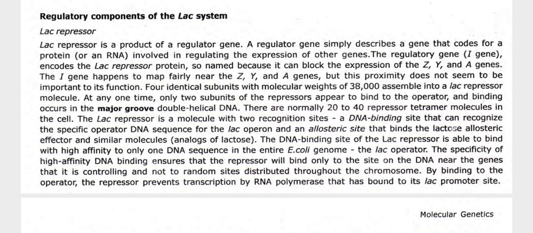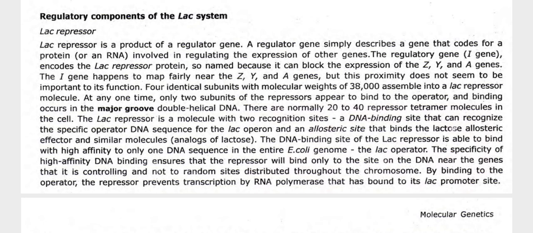Four identical subunits with molecular weights of 38,000 assemble into a lac repressor molecule. At any one time, only two subunits of the repressor appear to bind to the operator, and binding occurs in the major groove of the double helical DNA. There are normally 20 to 40 repressor tetramer molecules in the cell. A lac repressor is a molecule with two recognition sites: the DNA binding site that can recognize the specific operator DNA sequence for the lac operon, and an allosteric site that binds the lactose allosteric effector and similar molecules.